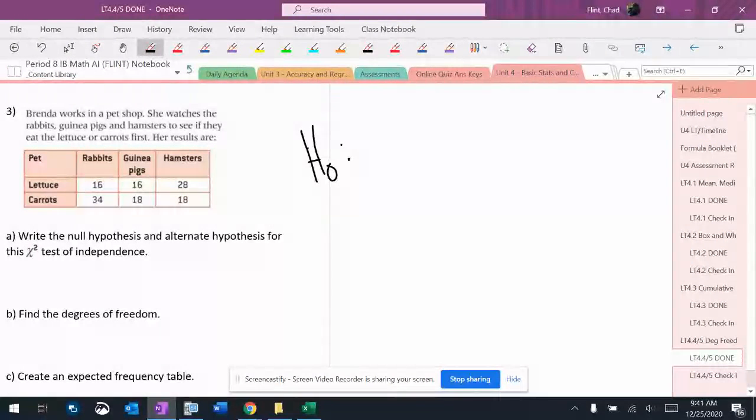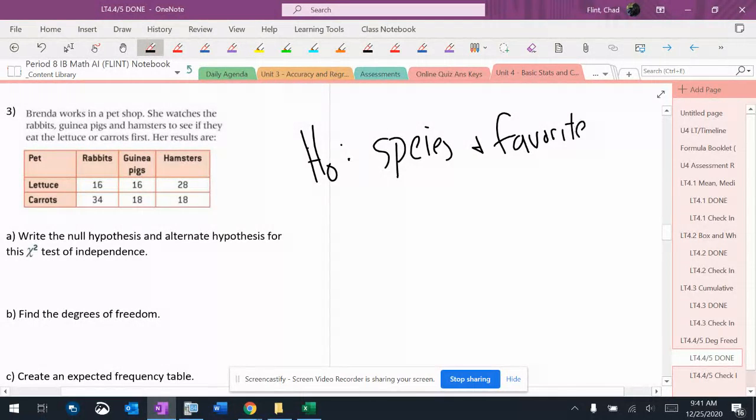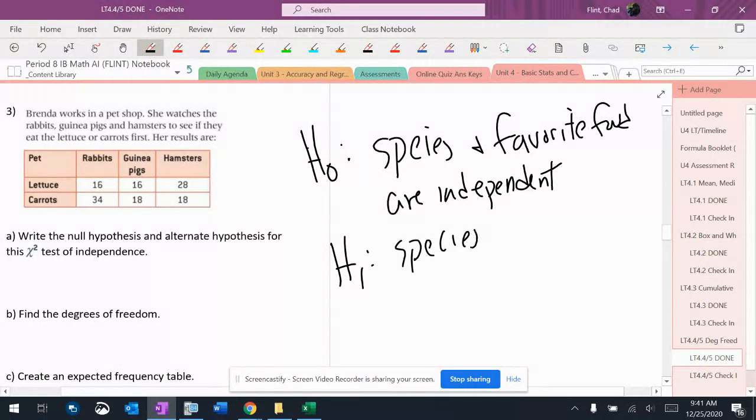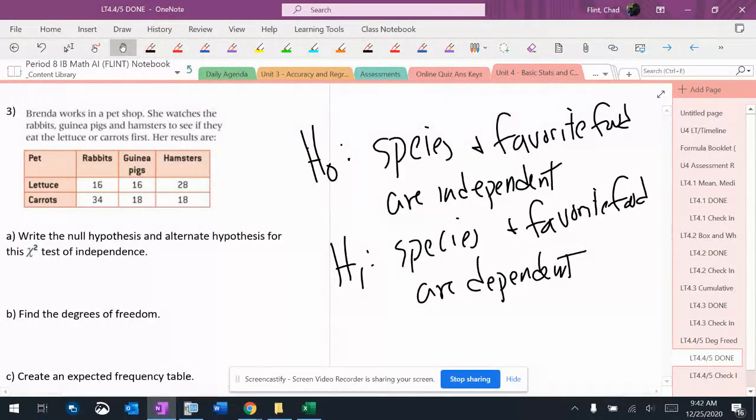We're going to say H0: species and favorite food are independent. And then H1: species and favorite food are dependent. So there's my hypothesis.